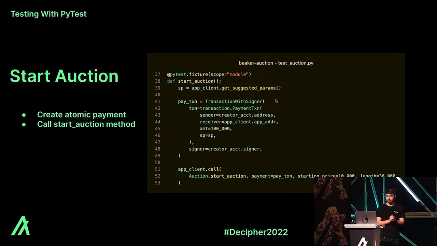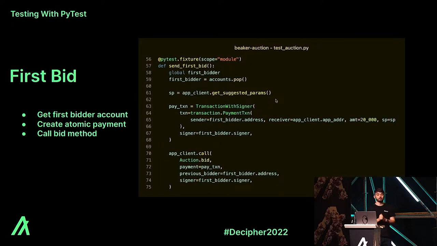So we get that from the application client, and then we're using the SDK to make a transaction, attach a signer to it, and then we just have one line here, appclient.call, where we're specifying we want to call the start auction function. We're specifying our payment argument is going to be that pay transaction we created. We're specifying our starting price is going to be 10,000 microalgo, and our length is going to be 36,000 seconds.